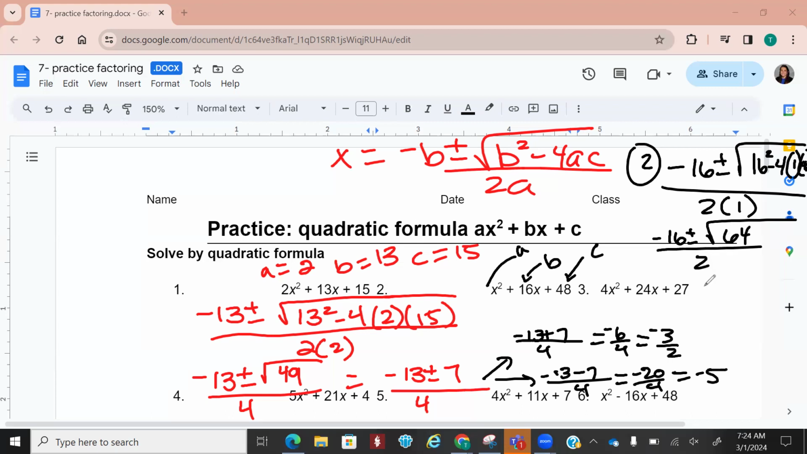Can we take the square root of 64? Yeah. It's going to give me negative 16 plus or minus 8 over 2. This becomes 2 separate equations. So when we simplify that, that's going to give us negative 4. And then negative 12. That's what you got.